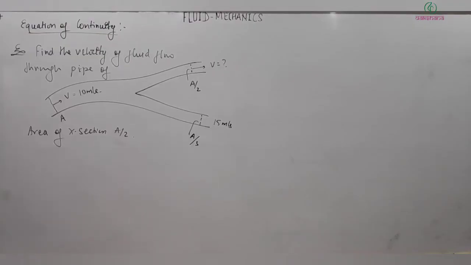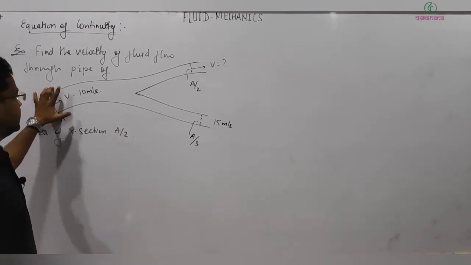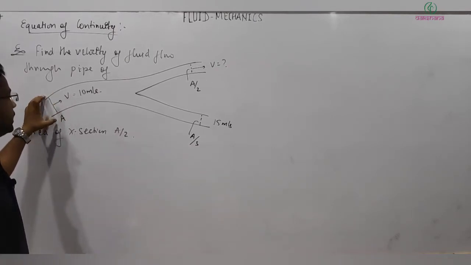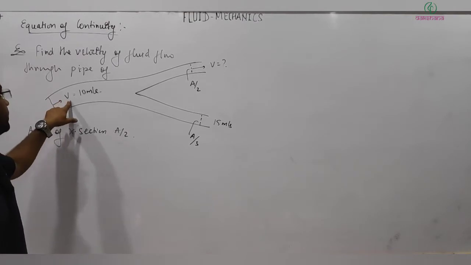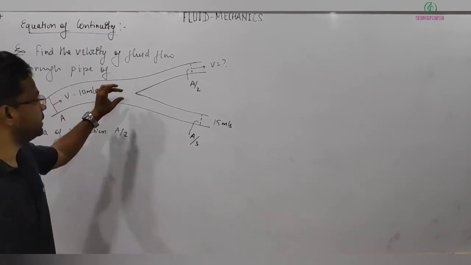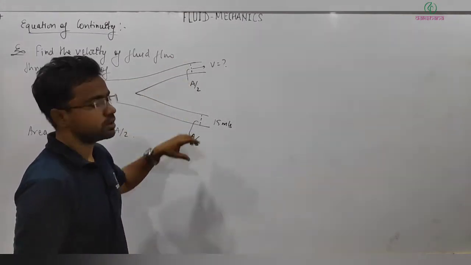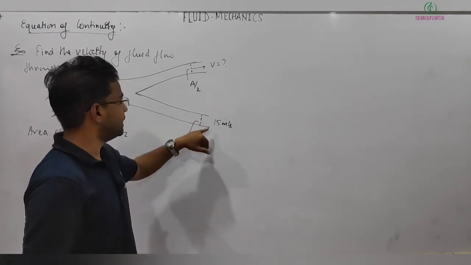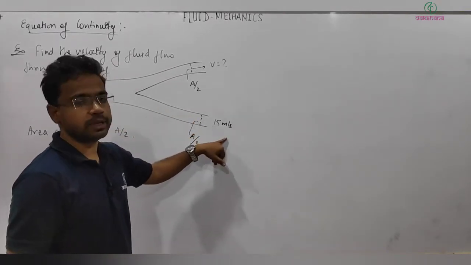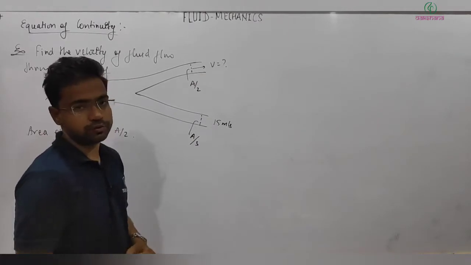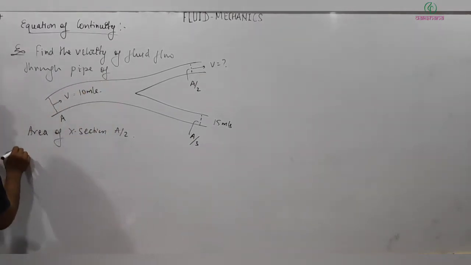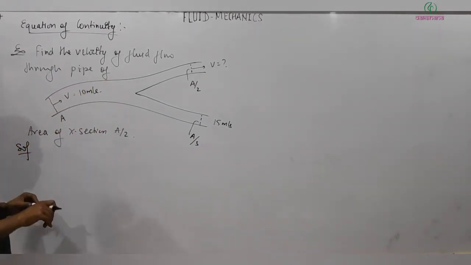Okay, see one simple problem. Here a pipe is there through which the fluid is entering. Here the area of cross section is A, and the fluid is entering with a velocity of 10 meter per second, and it divides into two smaller cross section pipes, and the velocity of fluid in one pipe is given to you, and you are asked to find the other.